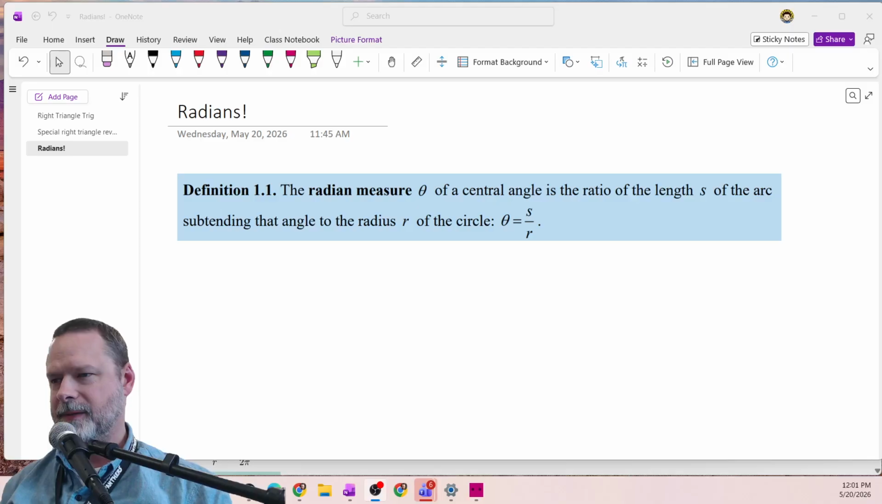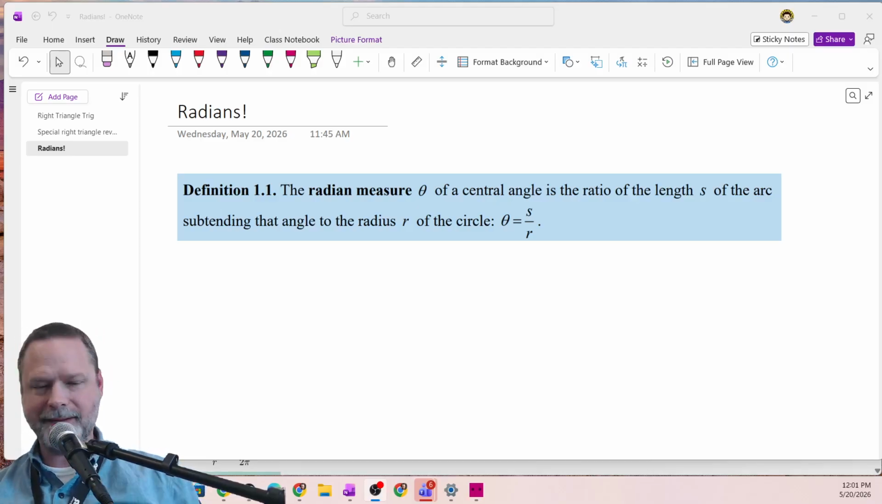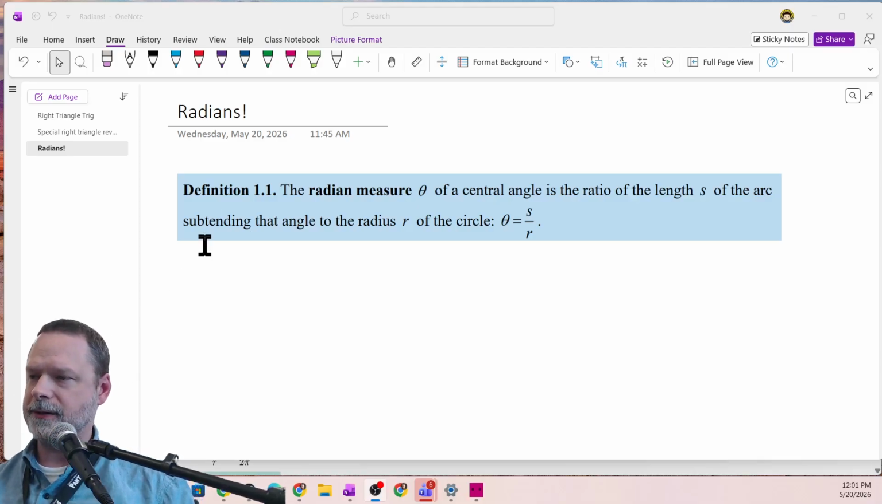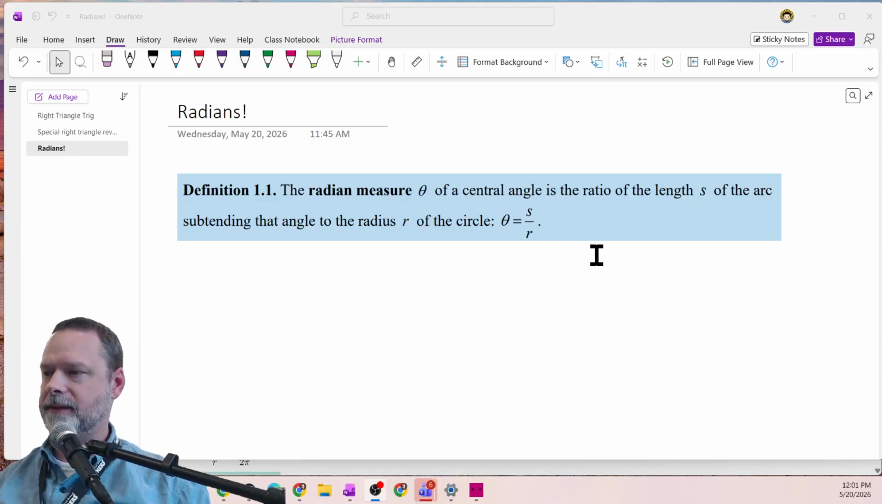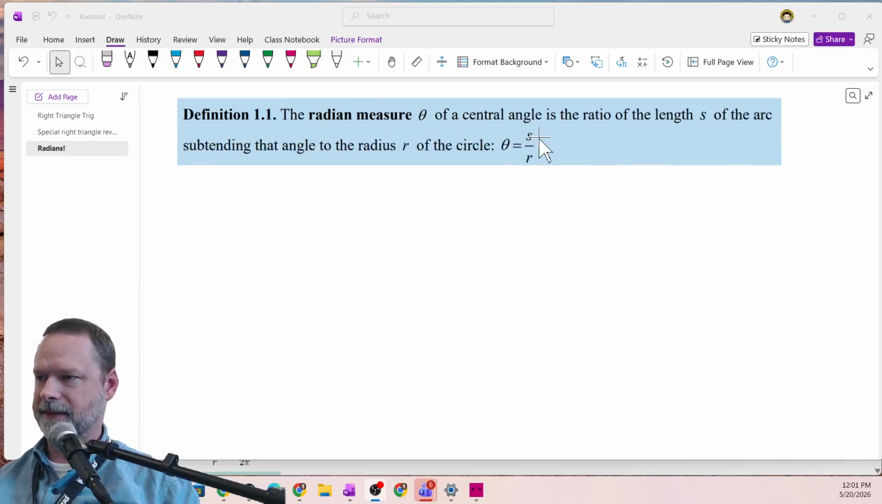It's algebra 2, but let's do some trig. And today we're talking about radians. Let's just dive into the definition of a radian and then see if we can make some sense out of it. It can be a little odd. The radian measure theta of the central angle is the ratio of the length s of the arc subtending that angle to the radius r of the circle. And so it's s over r.